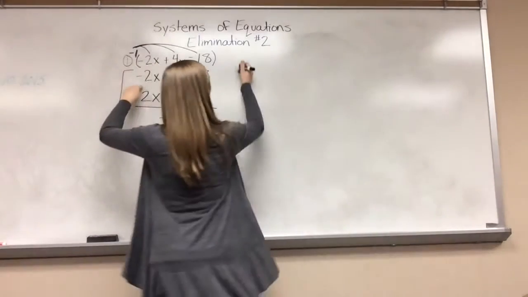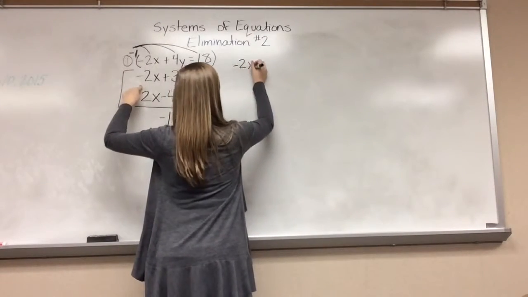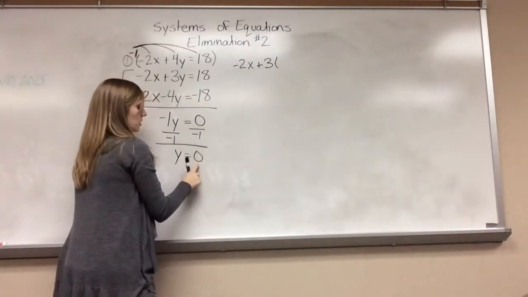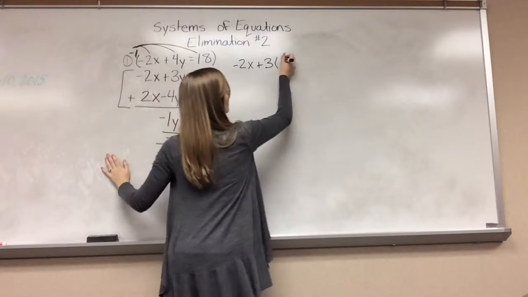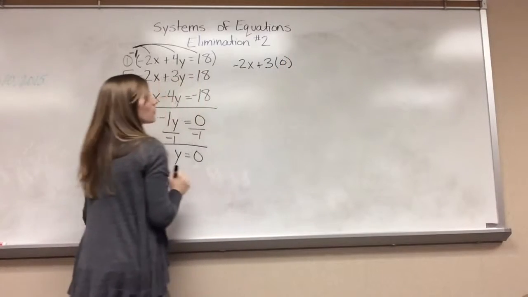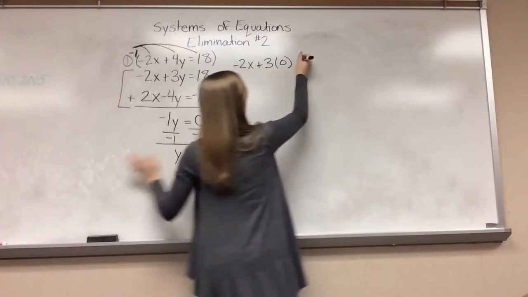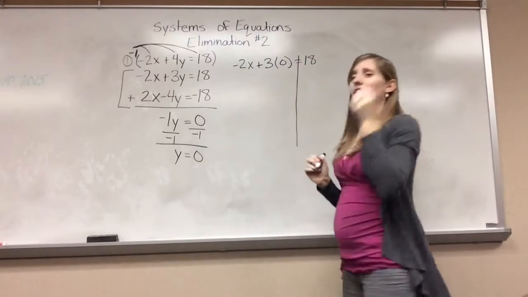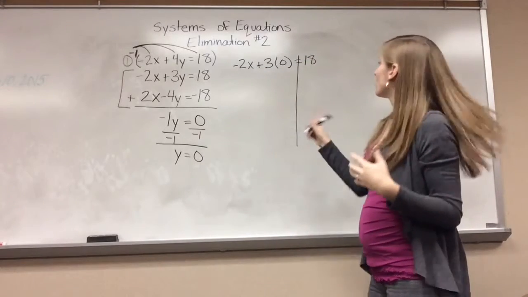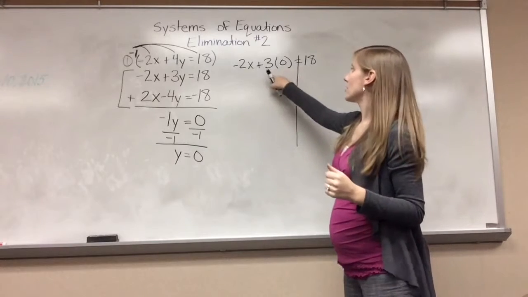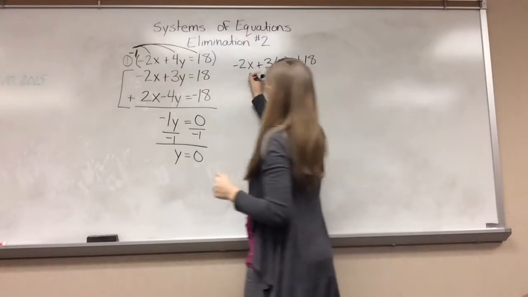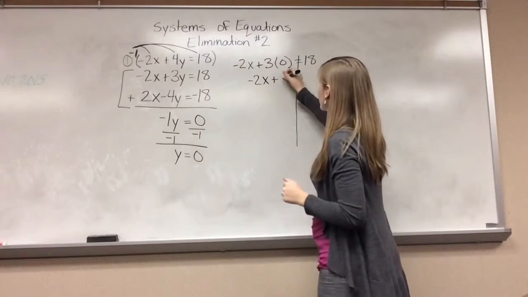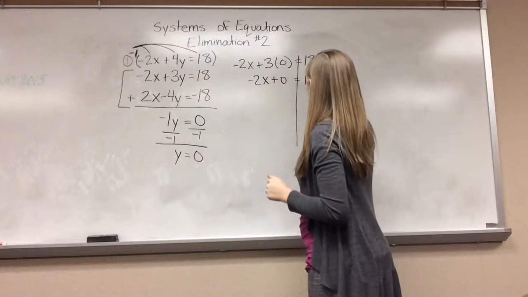So I'm going to have negative 2x plus 3, but instead of y, I'm going to put 0 in its place, equals 18. Everything else stays the same. And then I just solve this equation for x. What I need to do is my multiplication first, 3 times 0. I get negative 2x plus 3 times 0 is just 0, equals 18.